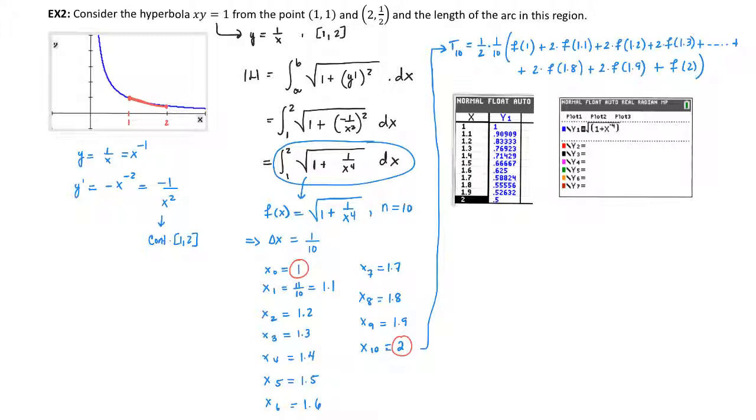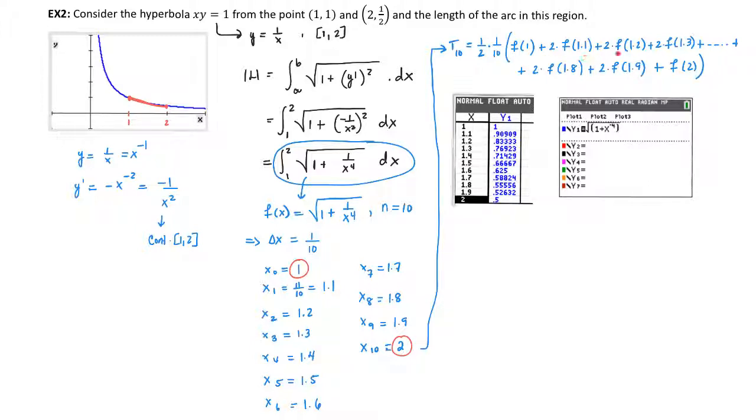I want you to notice how here I created my table with the function, which is now the integrand. The function is the square root of 1 plus x to the negative fourth, as I mentioned a while ago here on the left. When I enter that function and I go to my table, I enter all of the x values, all of the x sub i's in my partition. And the calculator immediately computes the y values. And these are the y values that I will plug in here, for instance. Let's say f of 1 is 1. f of 1.1 is approximately 0.909. f of 1.2 is 0.833.